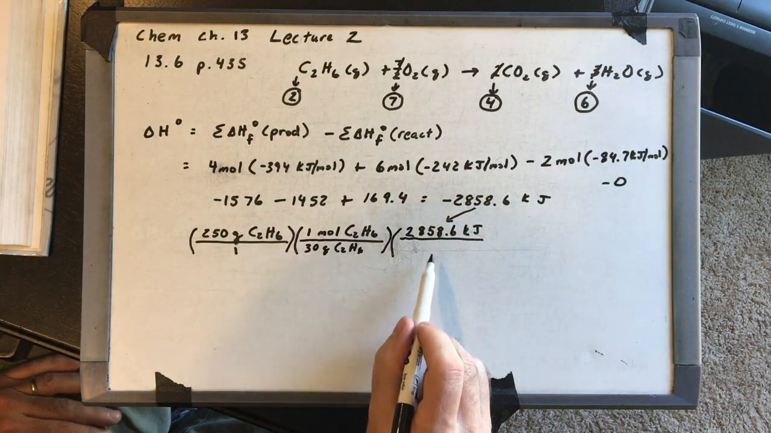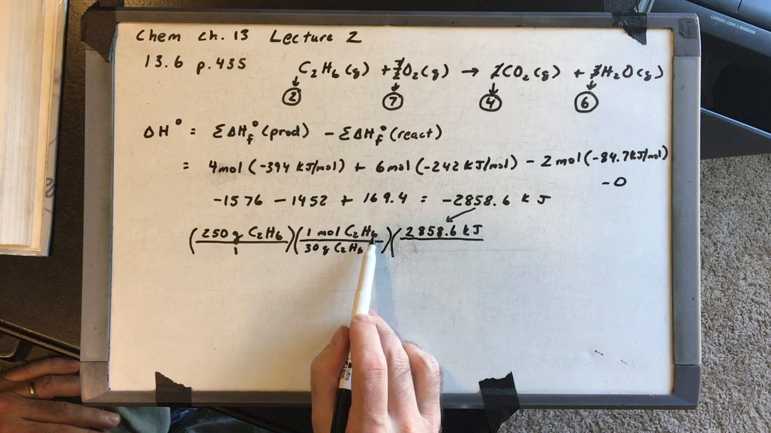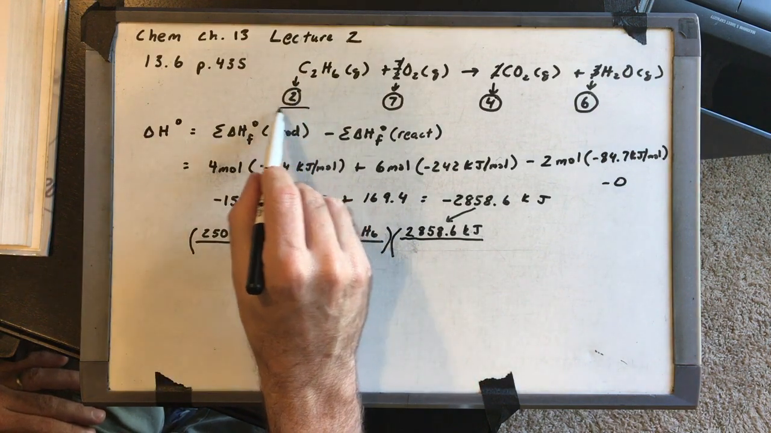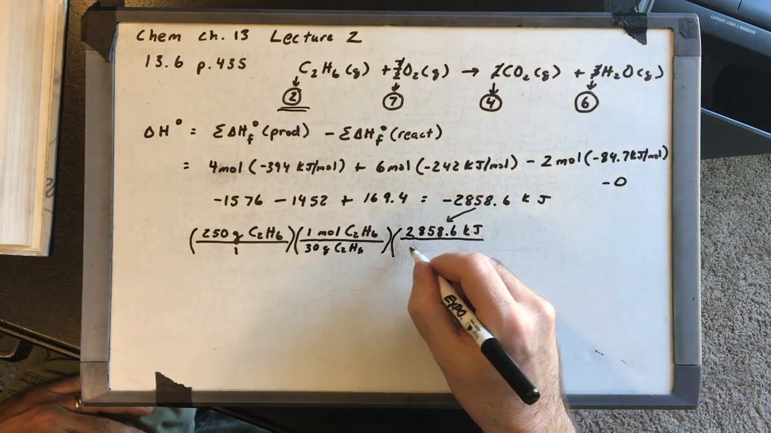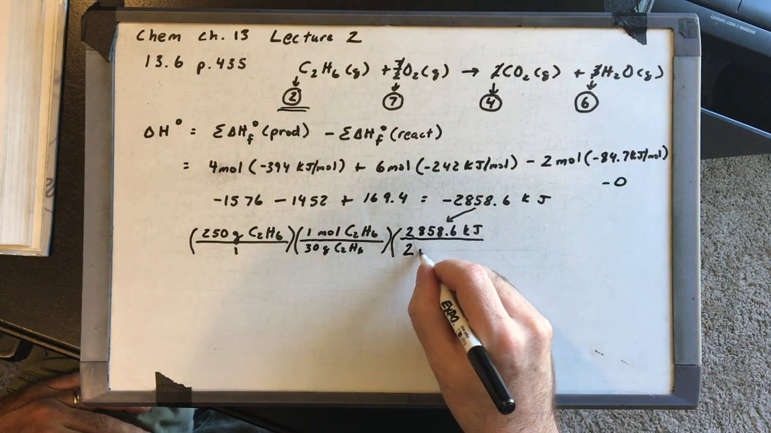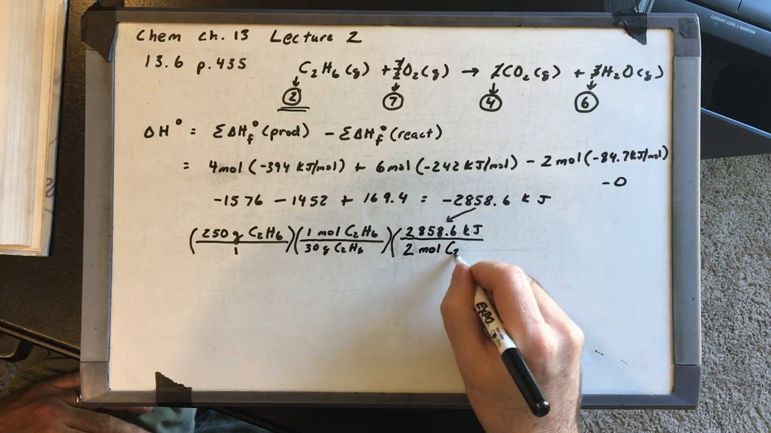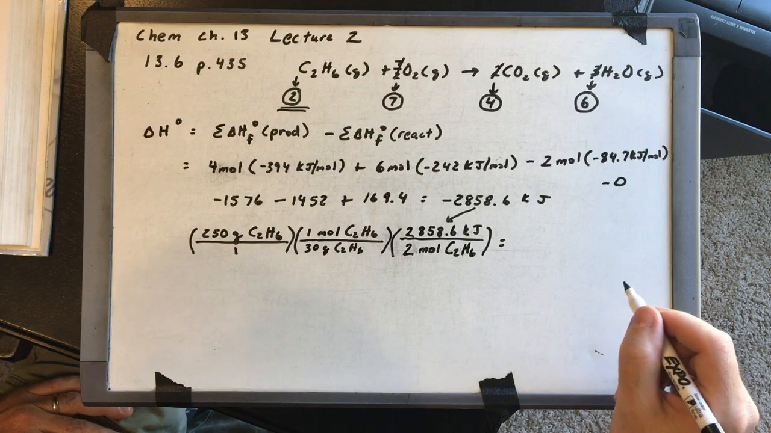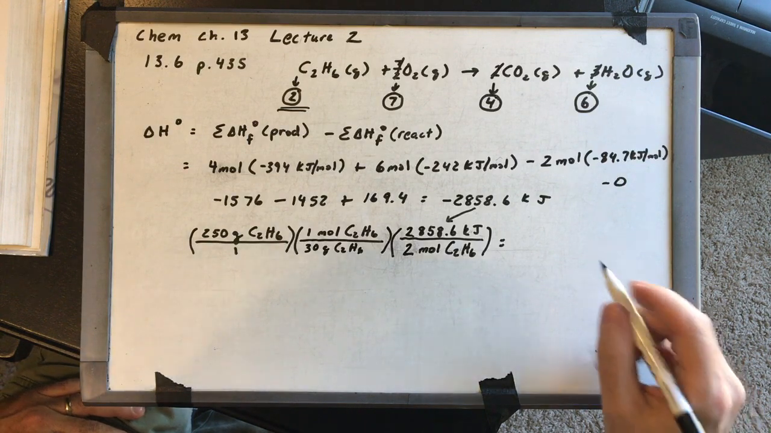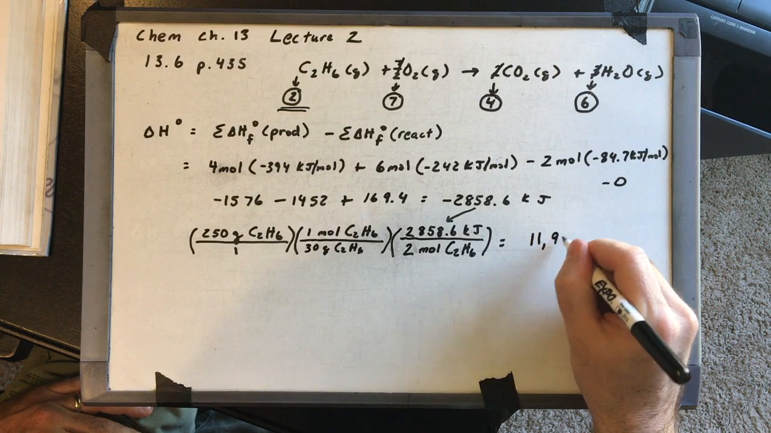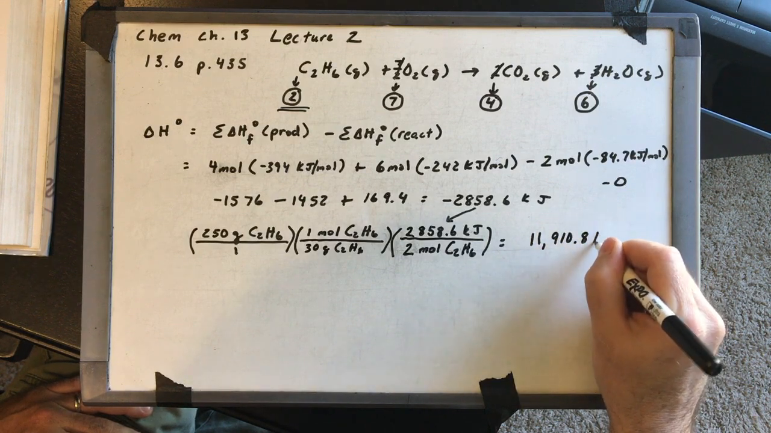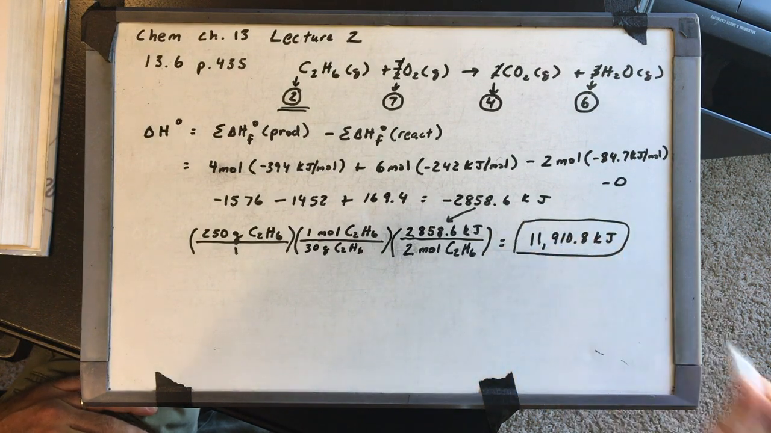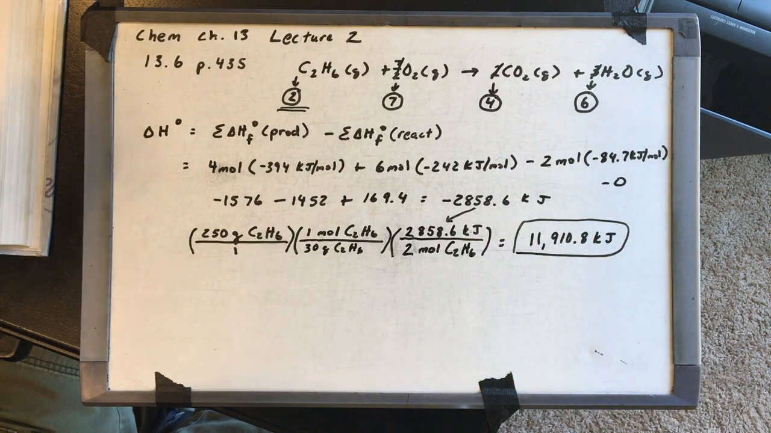And what goes in the denominator? Well, we need to get rid of moles of C2H6. That 2858.6 kilojoules is per 2 moles of C2H6. You must use the stoichiometric coefficient. So 2 moles of C2H6. And that is 11,910.8 kilojoules. Pretty good. A lot of energy released.